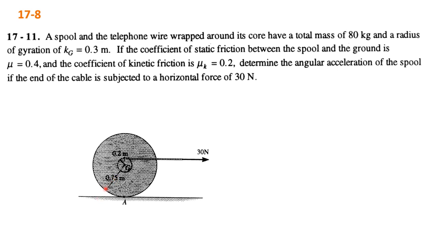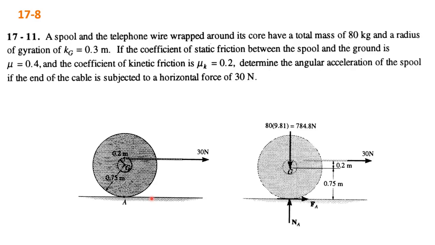The outer one is 0.75. The cable is going out there for 30 Newton. Definitely going to have a normal force here, a friction force in this direction. So we are going to do the free body diagram for this shape. It's going to look like that. The force going to the right, 30 Newton, the weight going downward, the reaction force going upward, and the friction force going to the right. We are going to find the direction of this one later by the sign.